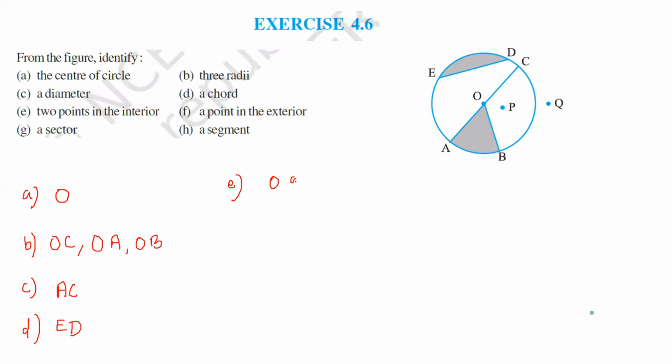O and P. A point in the exterior: Q. Sector: OAB. This region OB is a sector. A segment: ED.